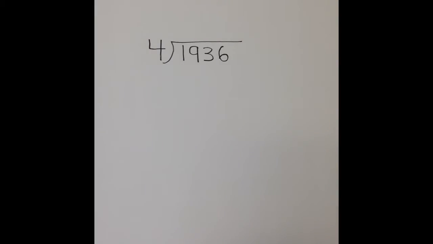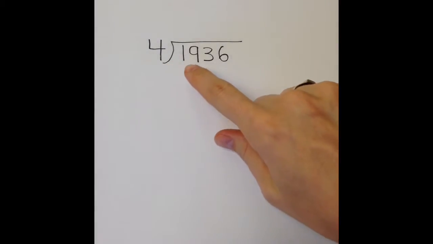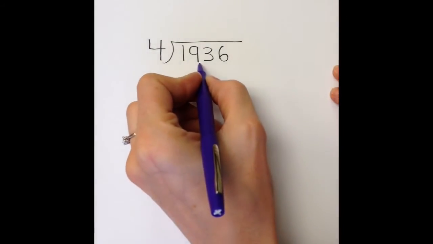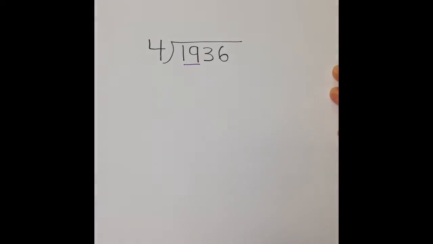We're going to divide 1,936 by 4. So first thing you ask yourself, can 1 be divided by 4? No, 1 cannot be divided by 4 evenly without any decimal parts. So now we ask ourselves, can 19 be divided by 4?